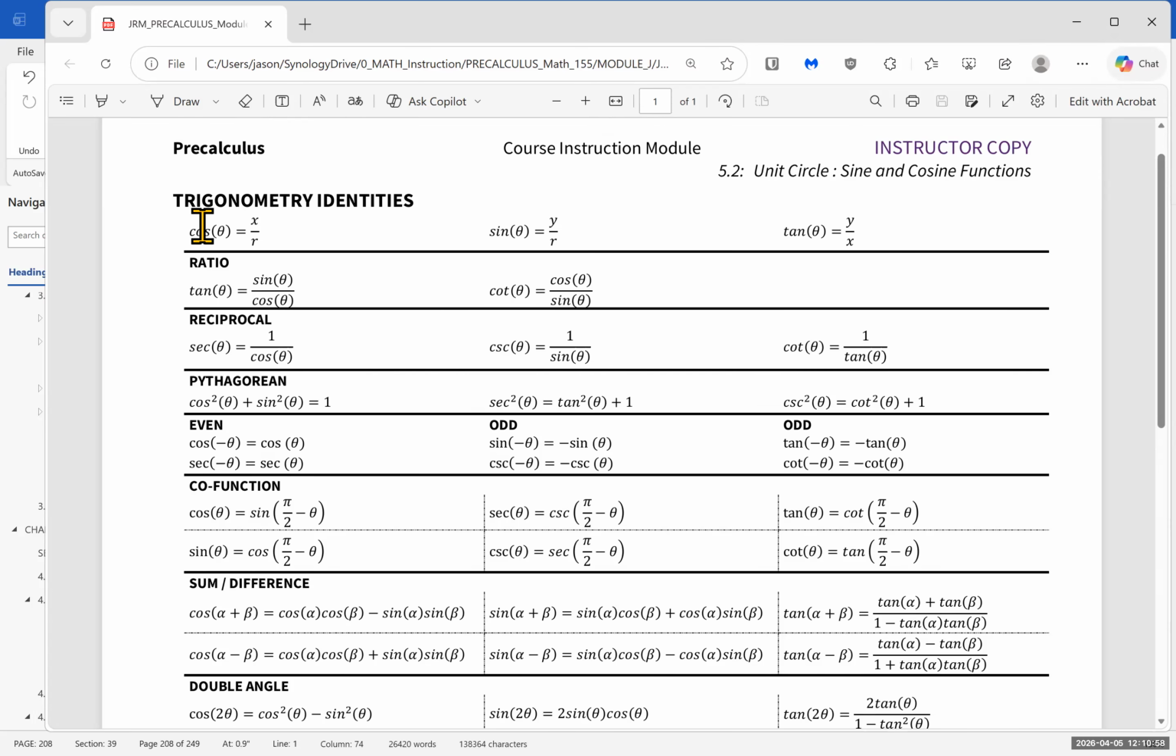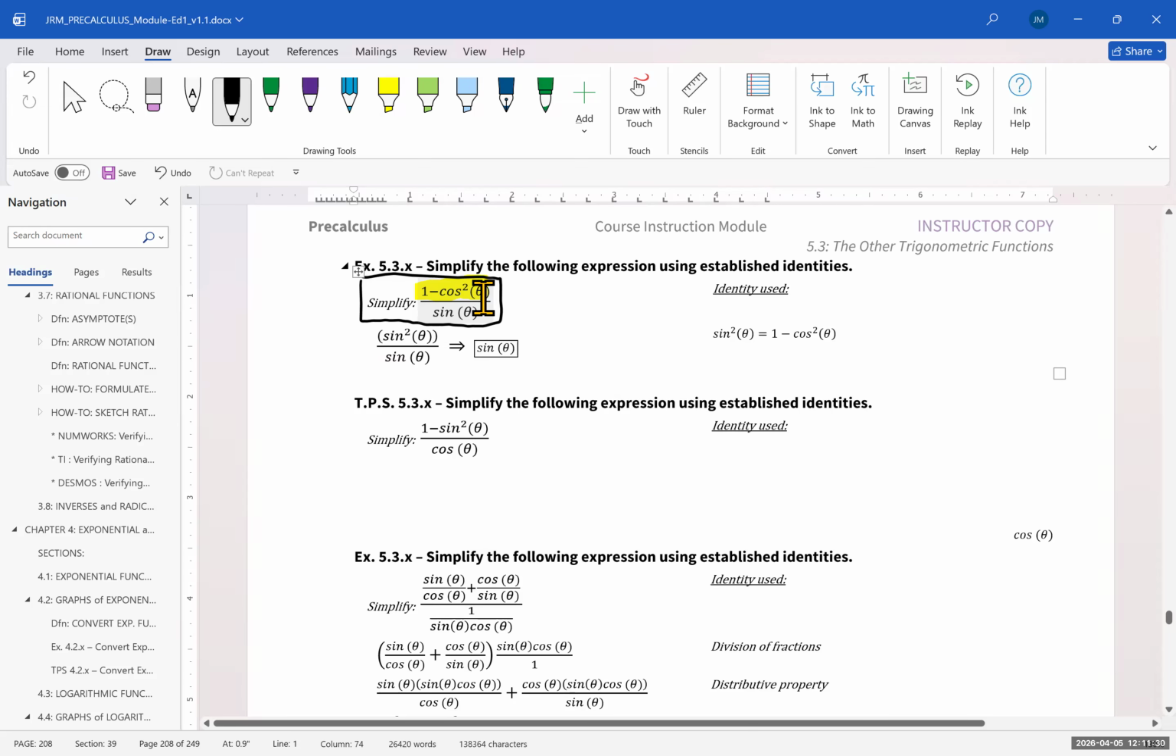Here we've got cosine theta, that's x over r. We have these reciprocal trig functions here, and we have these Pythagorean ones. What makes these Pythagorean ones more interesting is that they've got the trig functions squared, and they have a 1 in them. If we go back and look at our expression, you can see we've got a 1 and a cosine squared. So maybe the Pythagorean identity is the one that we would use.